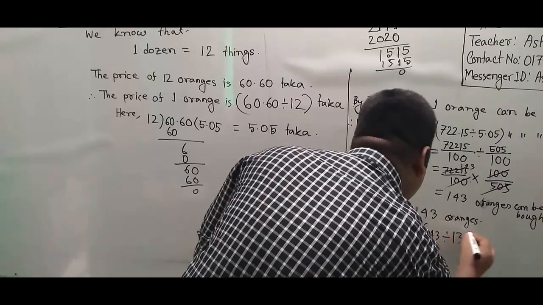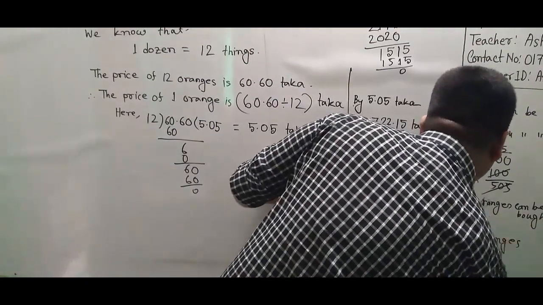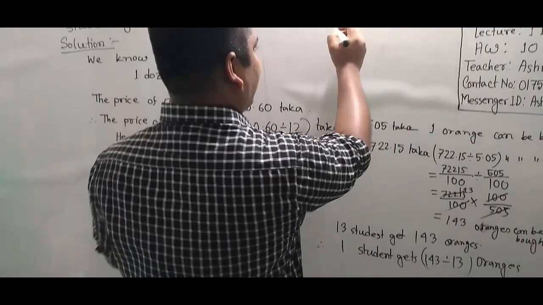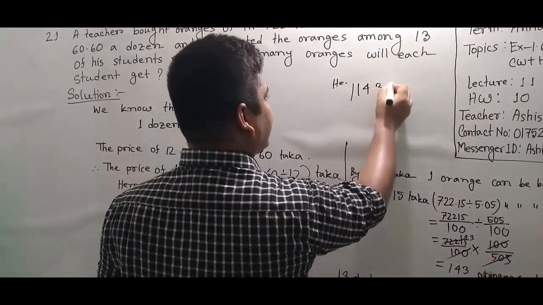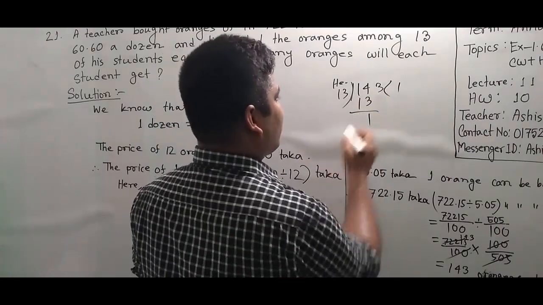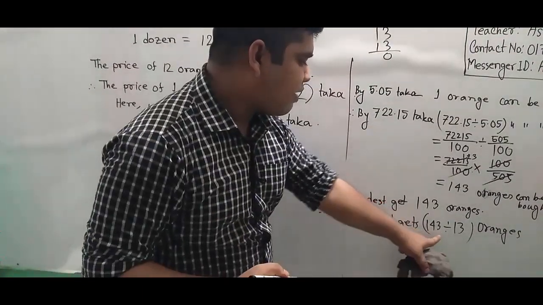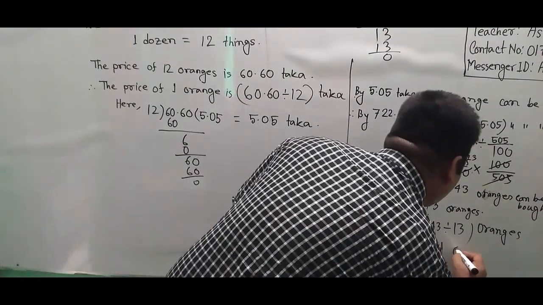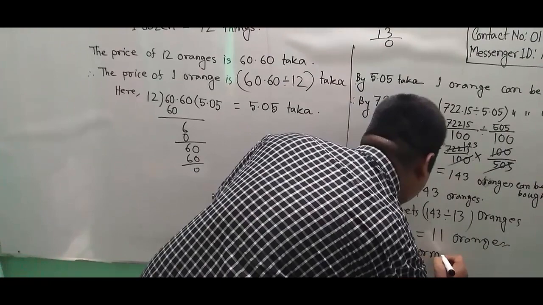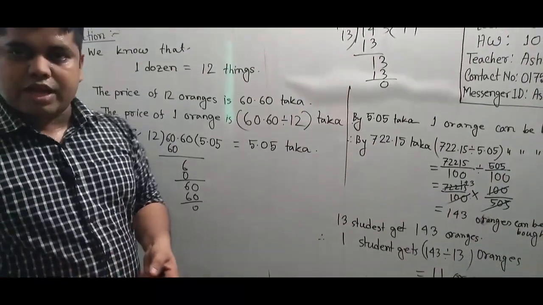143 divided by 13. As 1 is less than 13, for this reason division will happen. Okay, my dear students, notice we divide 143 by 13. In 14, 13 goes in 1 time. 13 ones are 13. If we subtract, then 1, then 3. In 13, 13 goes in one time. That means 13, 0. So if we divide 143 by 13, we get 11 oranges. And this is the answer. 11 oranges. My dear students, I hope you have understood.